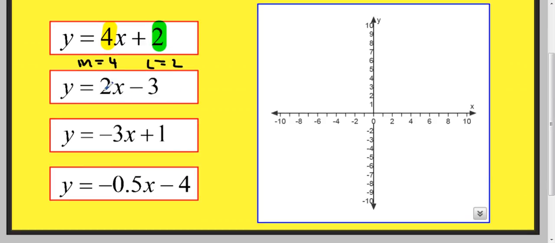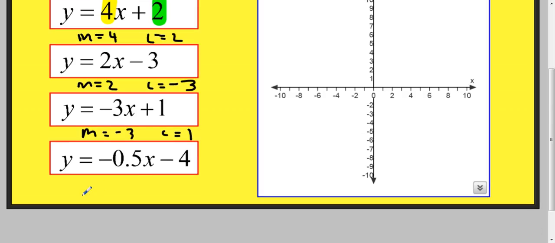Okay, same idea in this one. Look at the number value in front of the x, so m is equal to 2. And intercept this bit at the back, so it's minus 3, so c is equal to minus 3. You can also write this as a coordinate, 0, 2 or 0, minus 3. This equation, there's your gradient, the number value in front of the x. M equals negative 3 and c equals 1. And finally this one here, m equals your number bit in front of the x, so that's minus 0.5, and the intercept is negative 4.